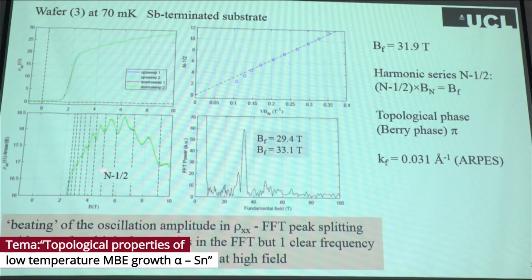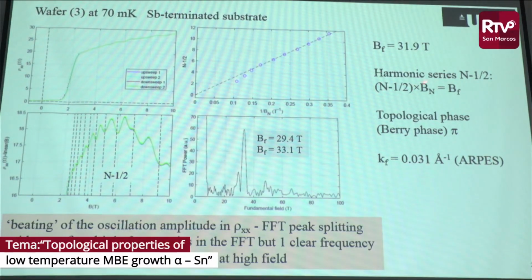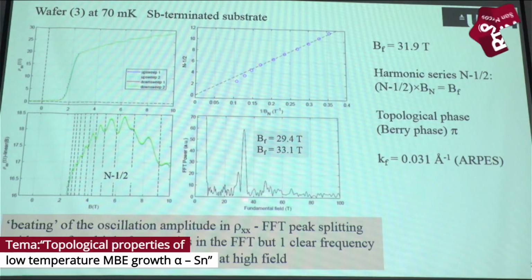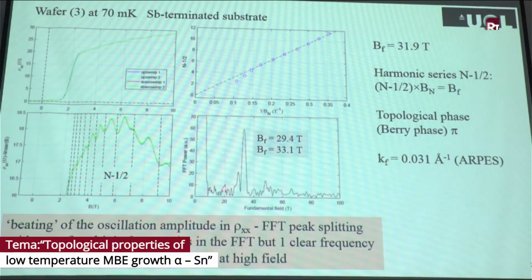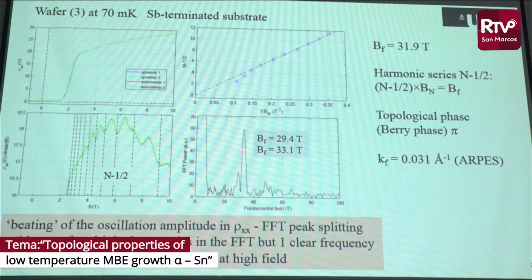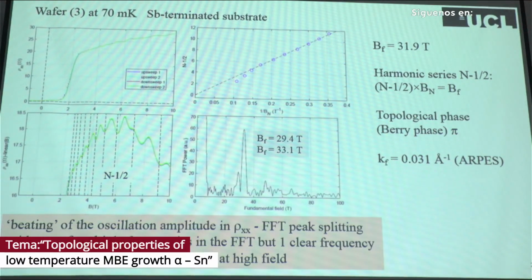If we Fourier transform this data, this is Fourier amplitude as a function of fundamental field. The oscillations are periodic in 1 over B. That means they are characterized in the Fourier transform by a characteristic fundamental field. And what we see here is this fundamental peak split. Now I think that's quite important. That splitting gives rise to this beating effect. So we see beating.